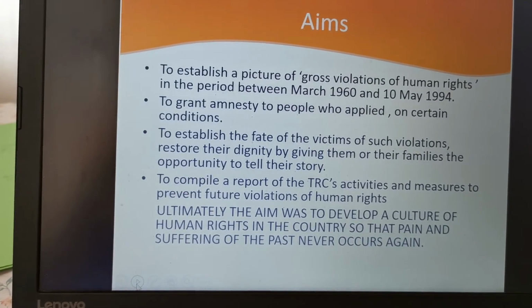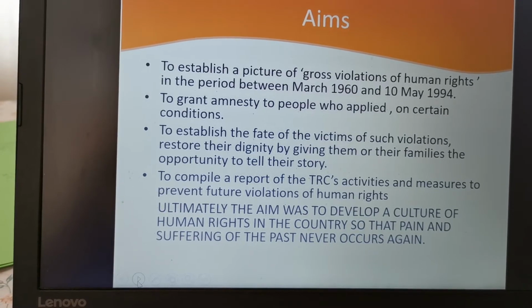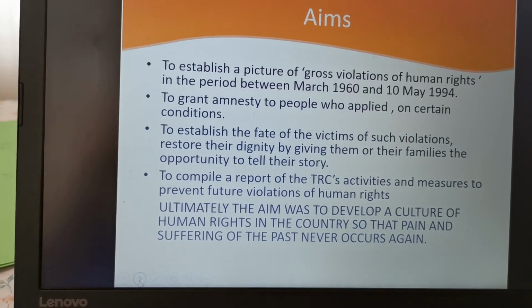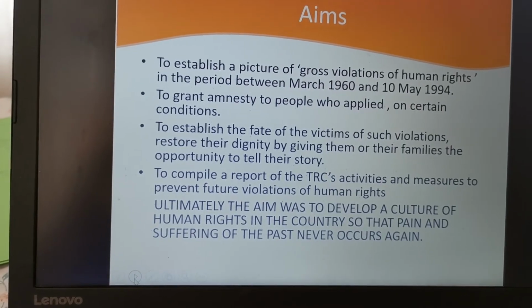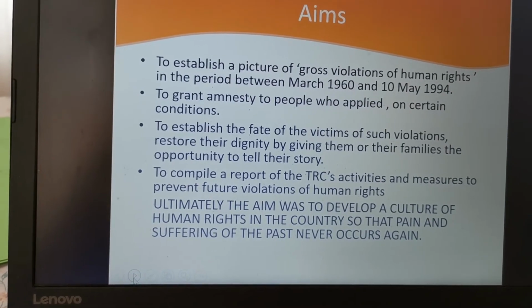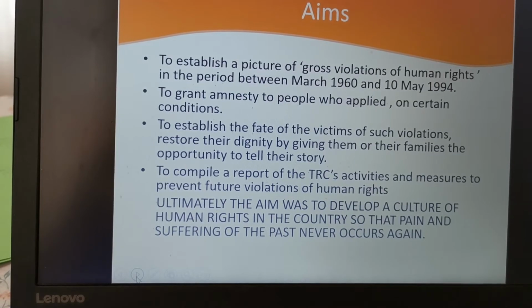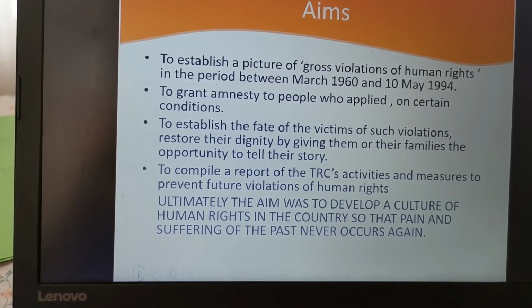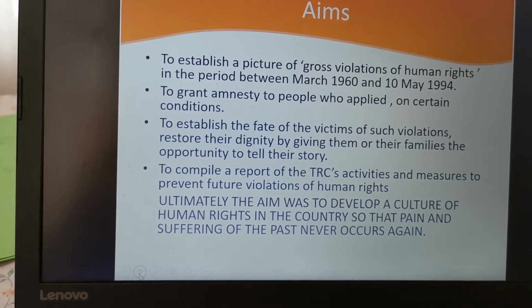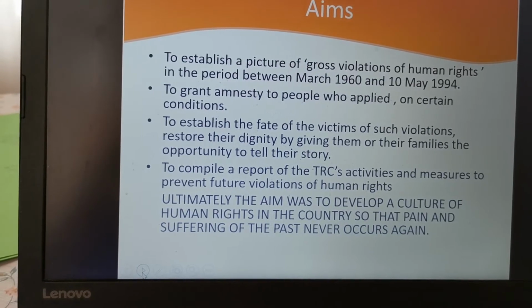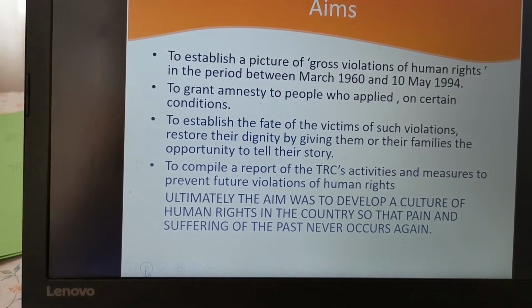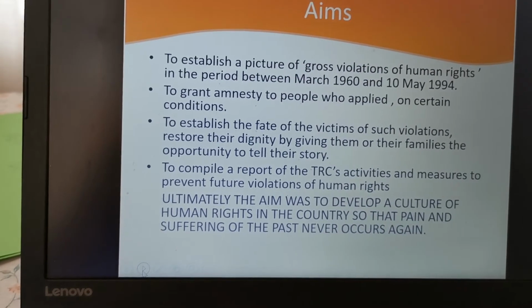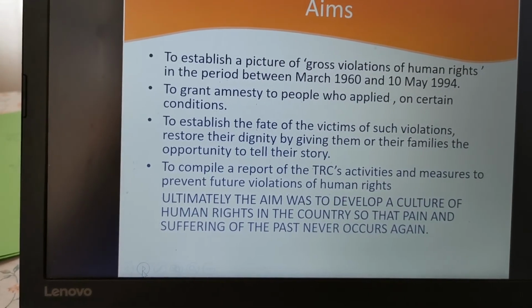Grant amnesty to people who applied on certain conditions, such as that there was full disclosure and honesty and remorse shown. You had to show that you were sorry for what you had done. Establish the fate of the victims, because that would allow people to know what had happened to their family members, where were their remains, and it would restore dignity by giving people an opportunity to tell their story and to be heard, and for people to know what a sacrifice they had made in the struggle against apartheid.